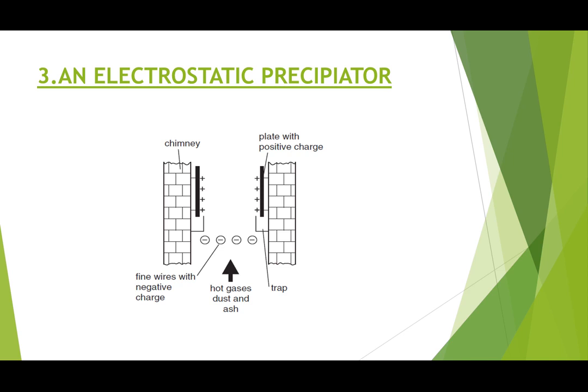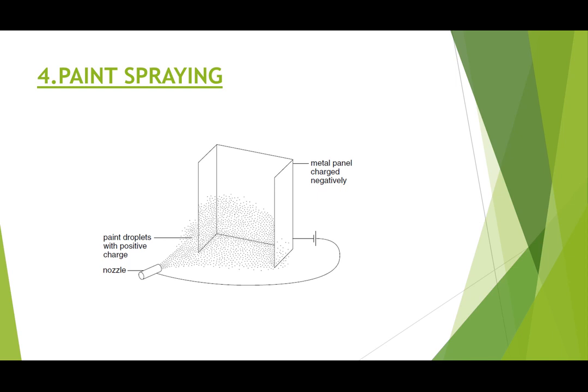There are positively charged plates connected in the chimney, and there are wire meshes connected to negative charge. So when the hot gases and the dust particles move through the wire mesh or the fine wires, they gain the negative charge, and when moving up, they are attracted by the positively charged plate and get collected there. Like this, we can prevent the movement of these smoke and dust particles to the atmosphere, and we can reduce the atmospheric pollution. The next application of static electricity is spray painting.